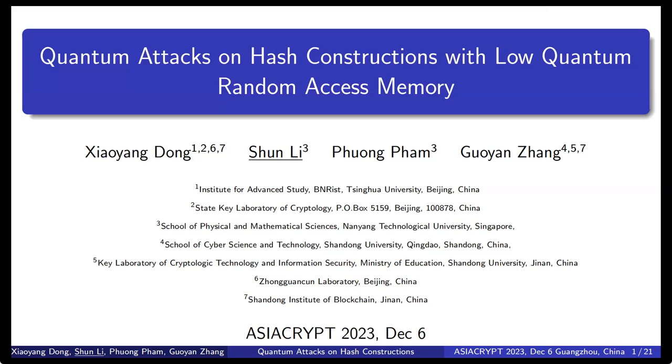In this session, we have four talks. The first is entitled Quantum Attacks on Hash Transactions with Low Quantum Random Access Memory. The authors are Xiaoyang Dong, Shun Li, Feng Fan, and Guoyan Zhang. Shun Li will give the presentation.